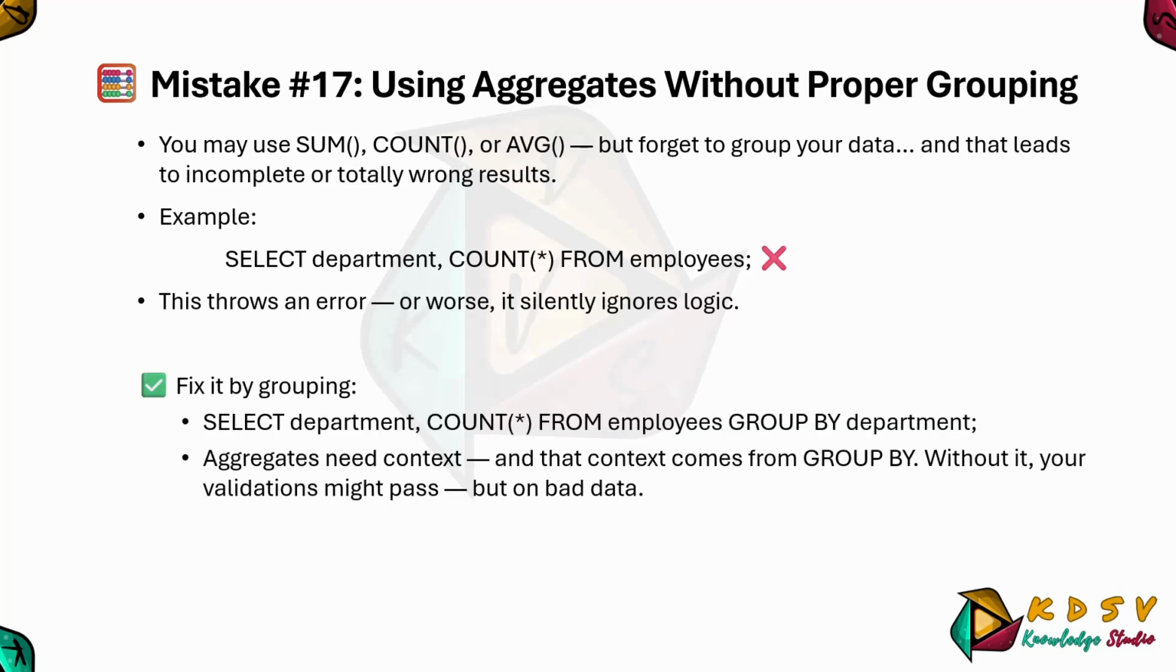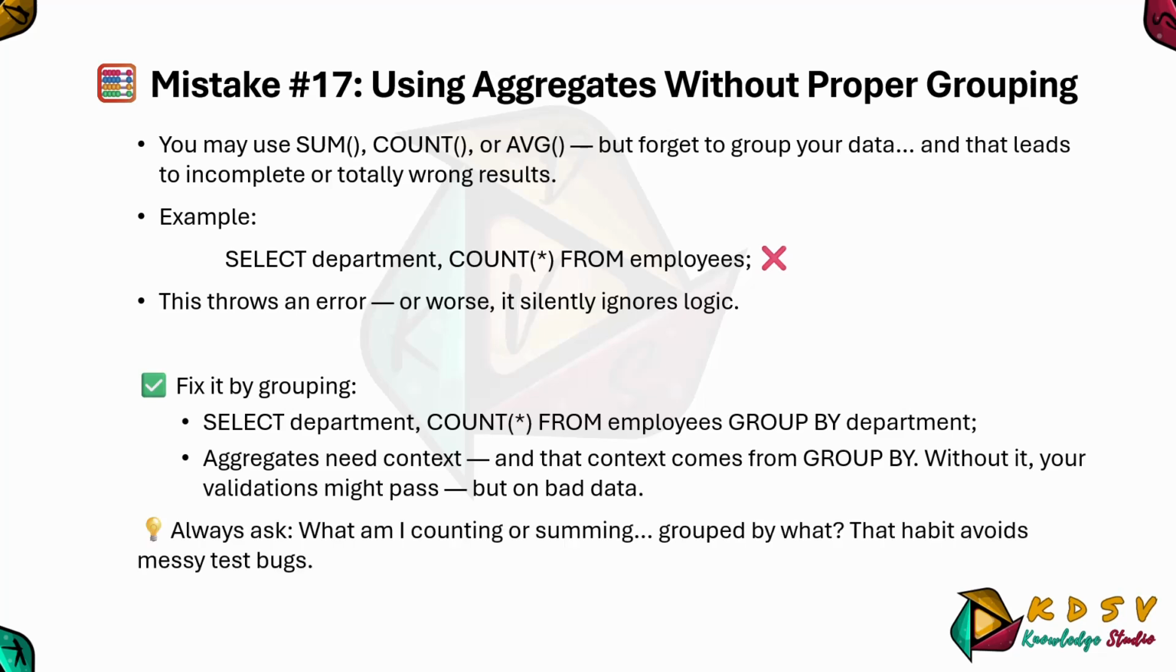We need to fix this by grouping: select department, count star from employees group by department. So in this case, aggregates need context, and the context comes from the GROUP BY clause. Without it, your validation might pass on bad data as well. Always ask what you are counting or summing up, and group by what. This habit avoids messy test bugs.